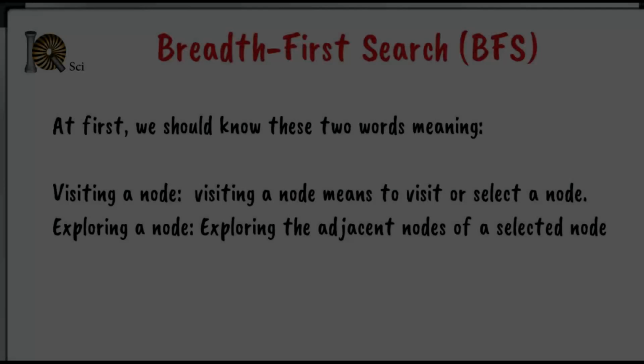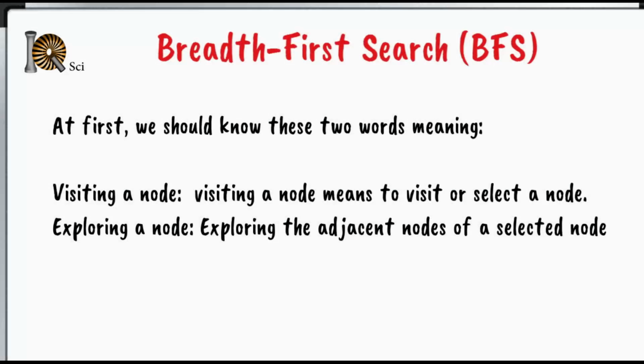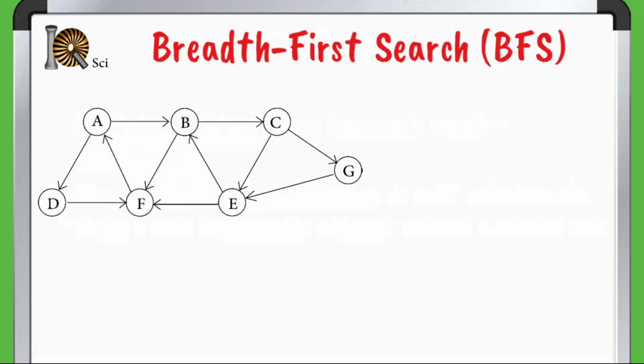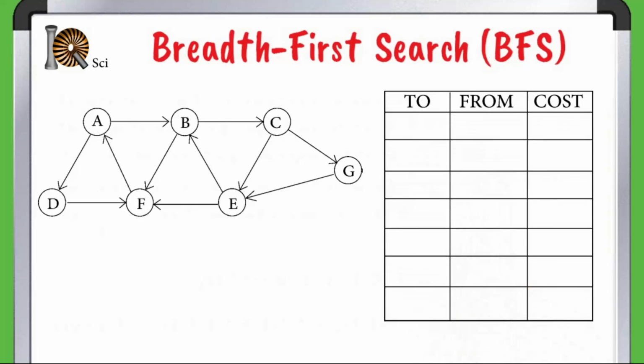At first, we should know these two words' meaning. Visiting a node means to visit or select a node. Exploring a node means exploring the adjacent nodes of a selected node. In this example, we want to find the minimum path from point A to point E using the breadth first search algorithm.